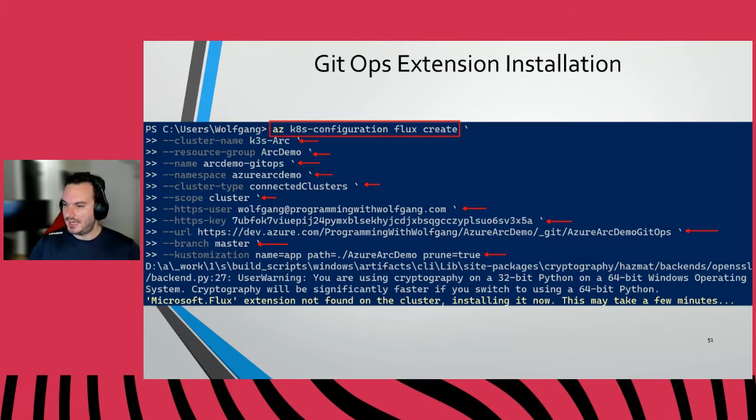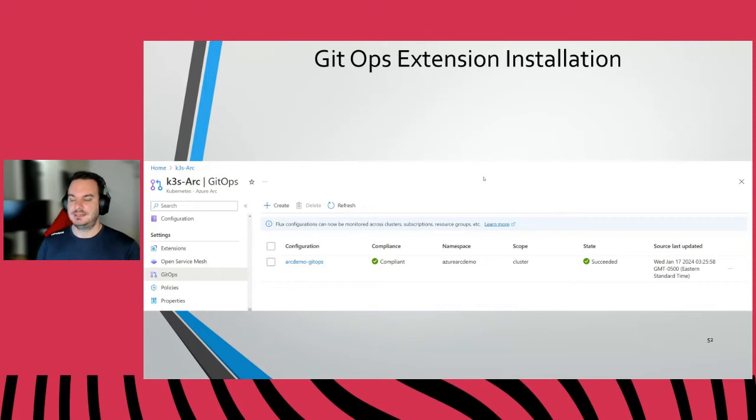And as you can see down here, it says the extension wasn't found, so it's going to install the extension automatically the first time you execute this command. This is going to take a couple of minutes, and then you will see it in the Azure portal. So if you go back to the Azure portal, to our Kubernetes Azure Arc instance, and scroll down a bit and have on the left side here the GitOps section, we can see our GitOps operator, the one we just installed, and everything is green.